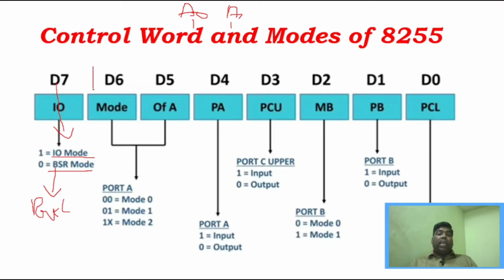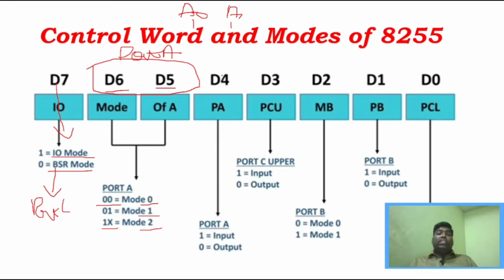Now you can see here D5 and D6. These two bits tell you about port A. They tell you in which mode port A is going to work. We know that we have three IO modes: mode 0, mode 1, mode 2. Which mode is port A going to work in? That is determined by these two bits, D5 and D6. You can see here, if it is 0, 0, then port A will work in mode 0. If it is 0, 1, it will work in mode 1. If it is 1 and don't care, it works in mode 2, right?